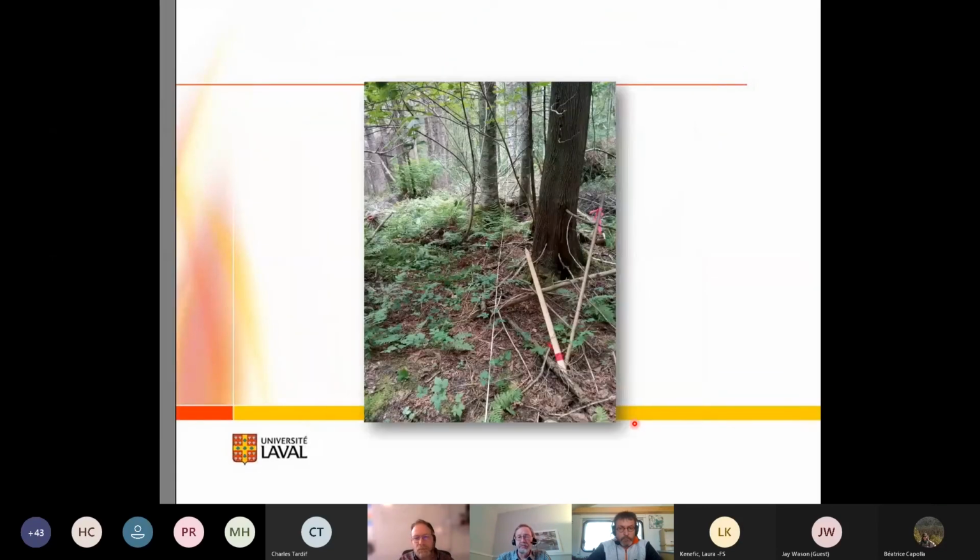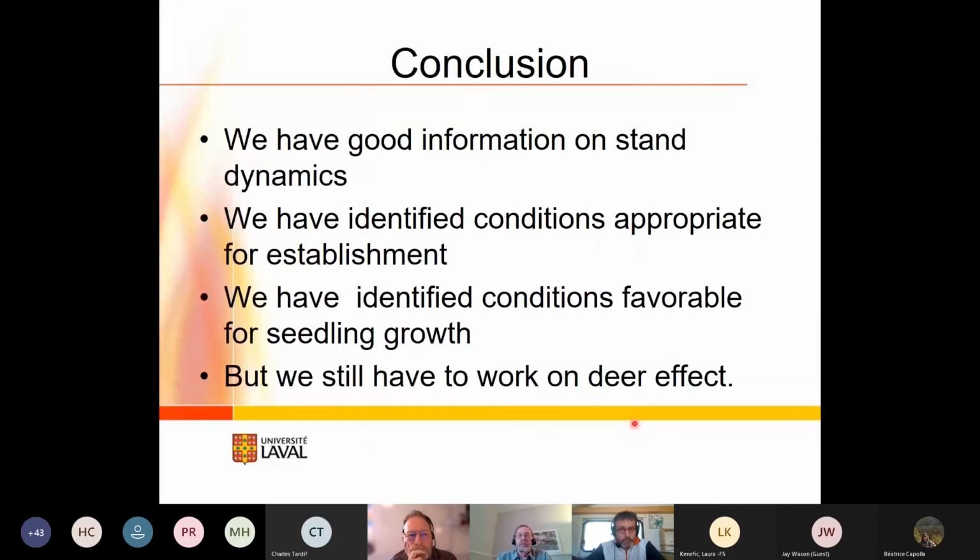So what we did to study that is that we installed transects from the road to the center of stands that contain cedar, and we sampled regeneration all along these transects. So this will be something coming in the next year in terms of results.